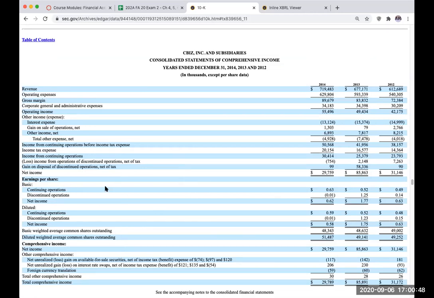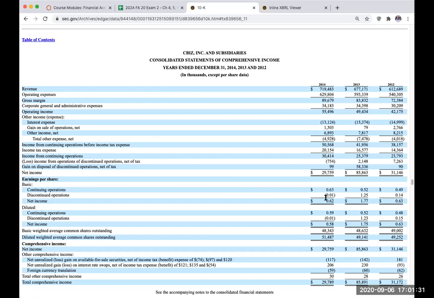Okay, so this is CBIZ, and they've got over here gross margin, and then income from continuing operations before income tax expense is roughly 50 million. Income tax expense was 20 million. Income from continuing operations is 30 million. So here you see the loss of income basically from discontinued operations. This is net of tax. Very, very important, right? Because when you're comparing this number here that already has the income tax basically taken out, that's why we have it here.